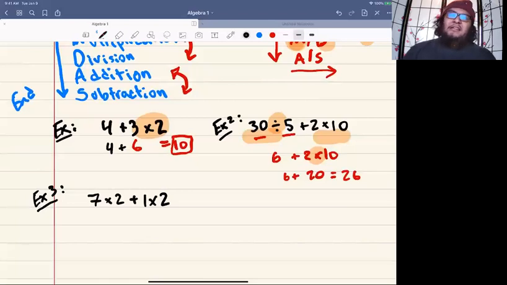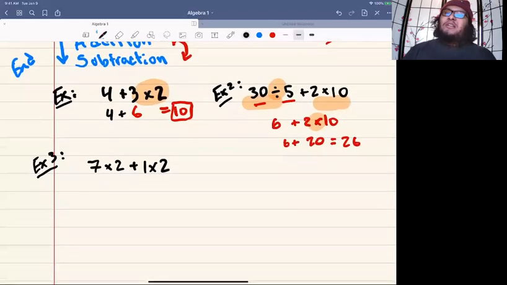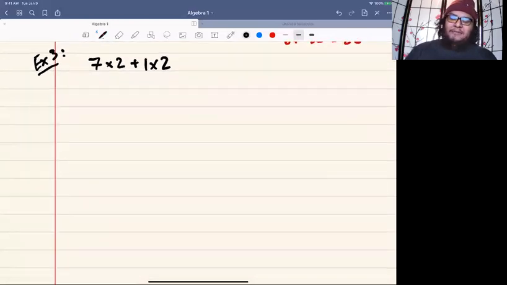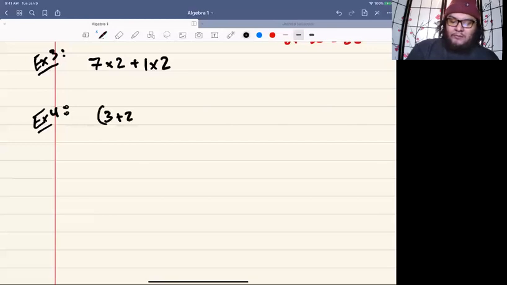Next up, we're going to go into a more complicated example. We still have some more space here, so we're going to go into example 4. We're going to try and implement some more stuff. Let's say we have 3 plus 2, in parentheses, divided by 5.